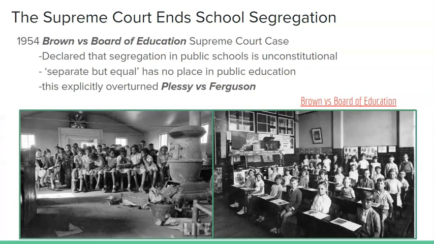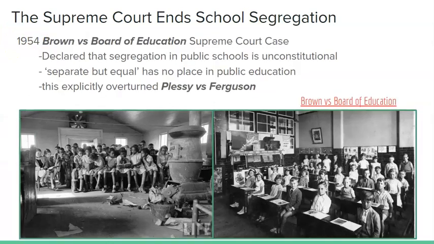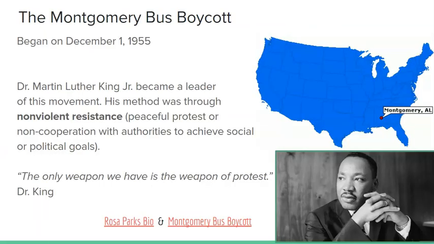So, we don't see any change in this Supreme Court decision until 58 years later. There's another Supreme Court case called Brown versus Board of Education. And in this case, the Supreme Court declares that segregation in public schools is unconstitutional, meaning this is not okay. Separate but equal has no place in public education, and it overturns Plessy versus Ferguson. So that means segregation has been struck down by the United States Supreme Court. We'll watch a short video clip on that as well.